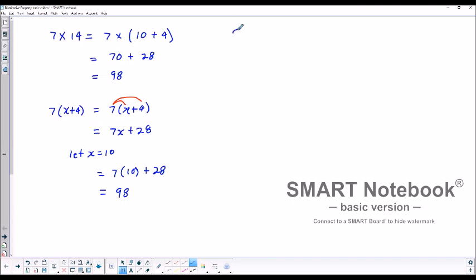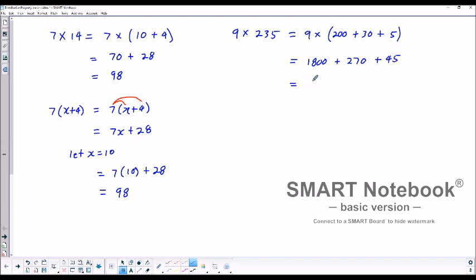Now I'm going to go to something a little bit larger. We want to multiply 9 times 235. We can separate this 235 into all of its parts as well. So I'm going to multiply 9 times 200 plus 30 plus 5. If I multiply each of these individually, 9 times 200 will give me 1,800. 9 times 30 will give me 270. And 9 times 5 will give me 45.